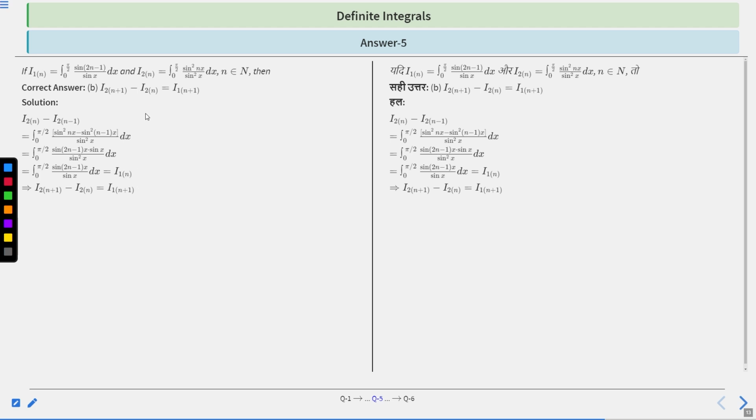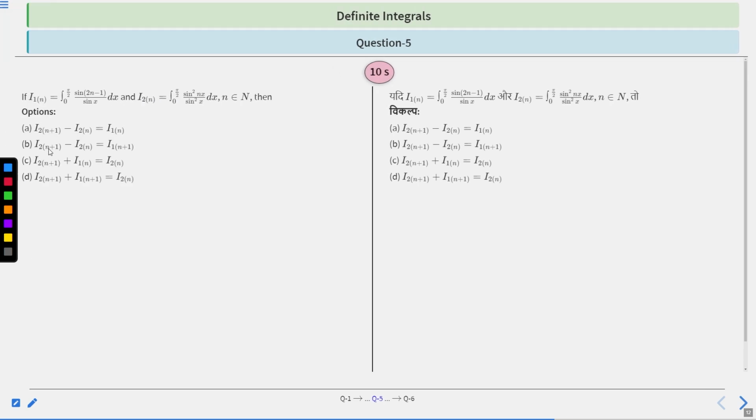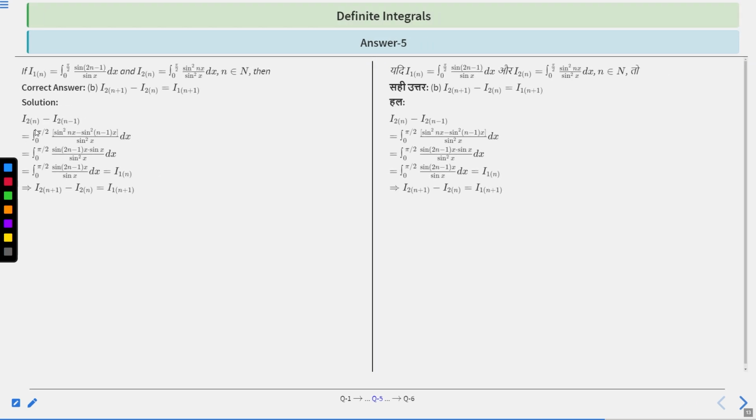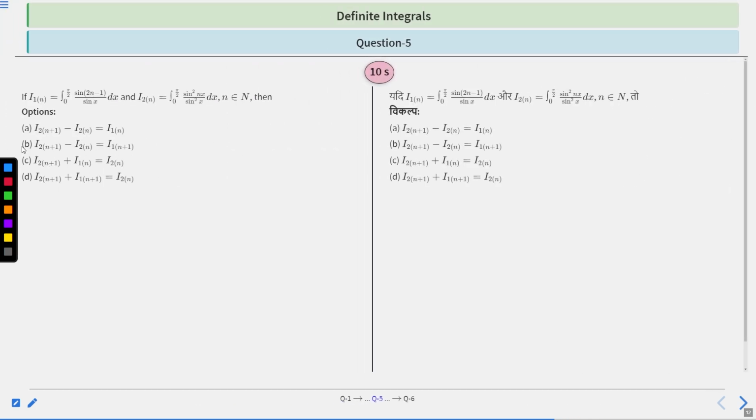But see, option B asks us to find I2n plus 1 minus I2n. So let's replace n with n plus 1. Therefore, I2n plus 1 minus I2n will be equal to I1n plus 1. So I think option B is the right choice. Let's move to the next question.